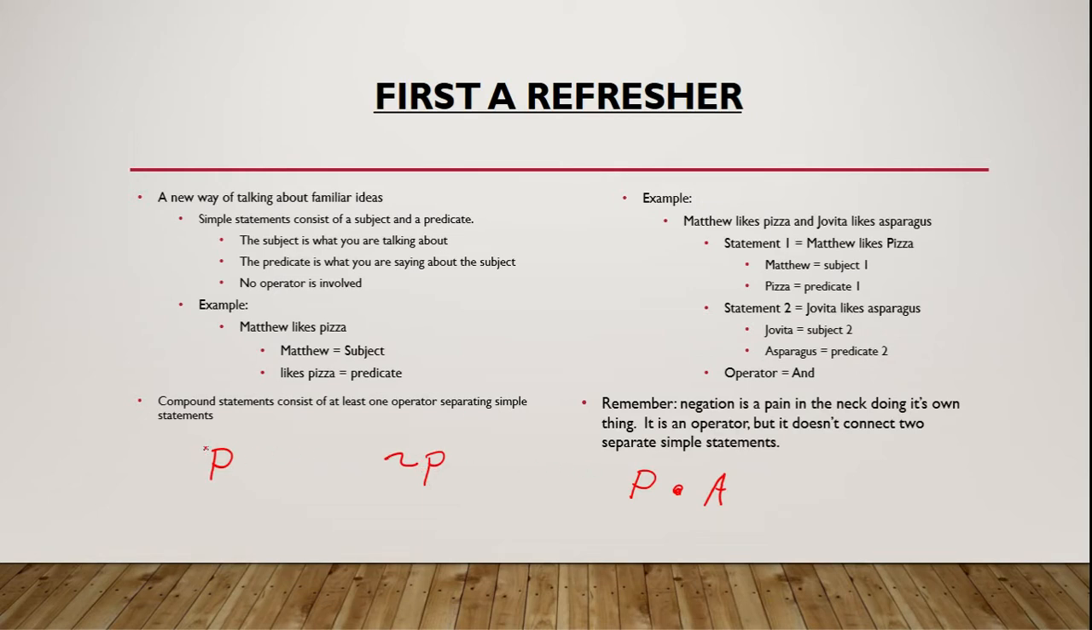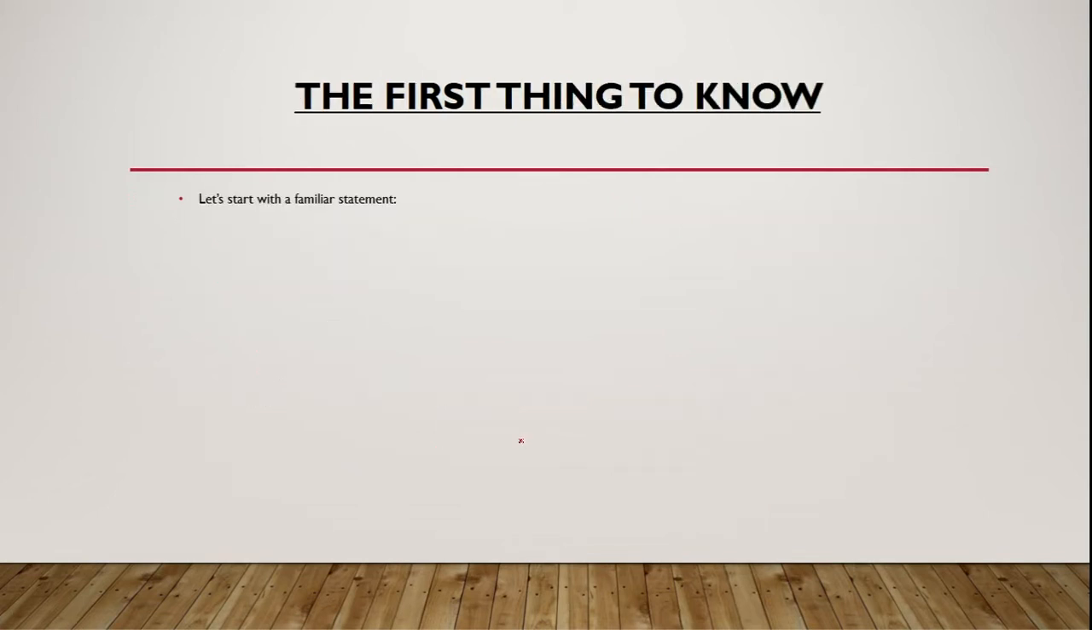The thing that I really want you to focus on now is that for the first example, Matthew likes pizza, that is a single simple statement. For the second example, Matthew likes pizza and Jovita likes asparagus, that is a compound statement consisting of 2 simple statements. And that's kind of the background that we need. And then the final thing is, even though there's an operator involved in a negation, it still is operating on a single simple statement. It is not connecting 2 simple statements into a greater statement. Let's go ahead and move on to the next slide.